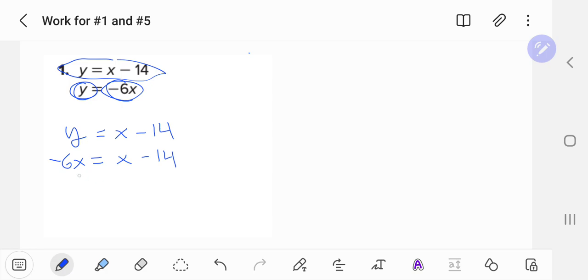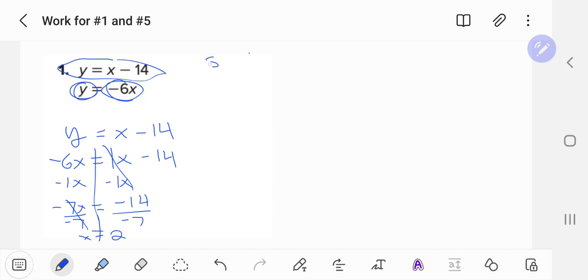Now we have variables on both sides, so we got to solve this. We've got an x on that side, x on the right side, and so we're going to subtract the variable term. Remember, we can always subtract or add terms to cancel them out. We get negative 7x equals negative 14. Divide by negative 7. Negative 7. That equals x equals positive 2.